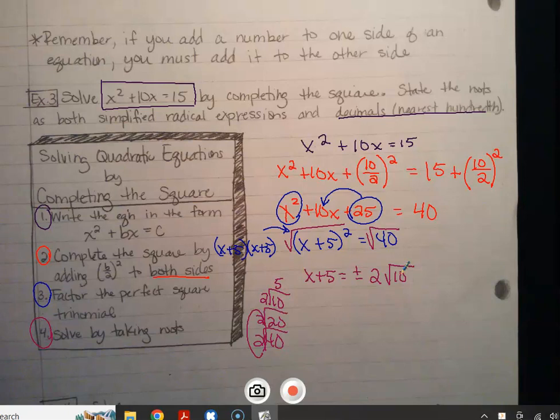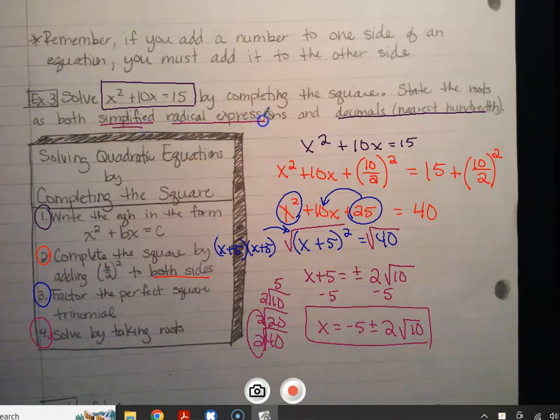Okay, and so then how do we finish solving it and isolate the x? Subtract 5. And x equals negative 5 plus or minus 2 times the square root of 10. Good, plus or minus. I forgot my 2. Plus or minus 2 times the square root of 10. And when it's in that form, you're done. You can leave it there, because that's our simplified radical expression.